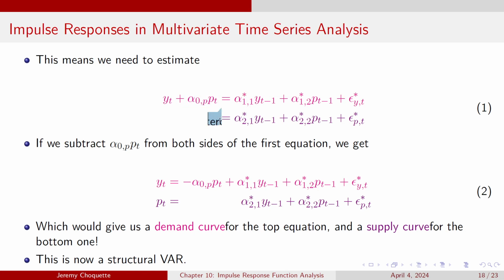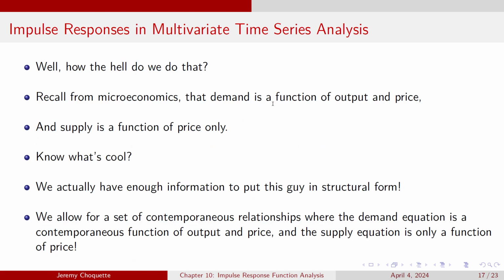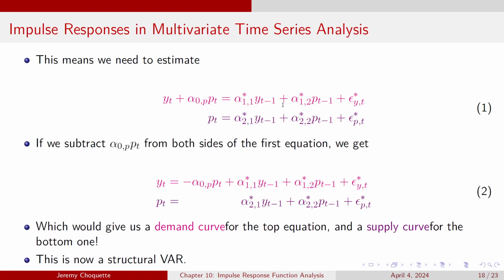All right, here, price is only contemporaneously related, well, I guess with only price, nothing else. So of these two, which one's demand, which one's supply? Well, we go back here. Demand's a function of output and price. Output, price. So this pink equation here is demand. Purple is supply. So the top equation is demand, and this is now supply.